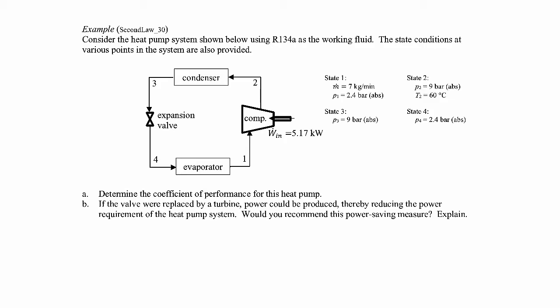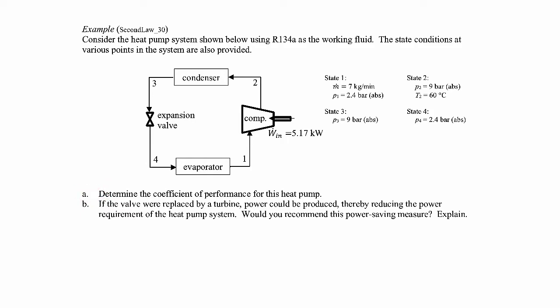And then the next question is, if the valve were replaced by a turbine, so if we replace this expansion valve with a turbine where we could produce some power, we could actually reduce the power requirements of the heat pump. We would make the heat pump coefficient of performance even better. And we want to know is, would we recommend this power saving measure? And we need to explain that. So basically, part B is replace the expansion valve with a turbine and then see what our coefficient of performance is for that particular situation and whether that is enough to make it worthwhile to make the recommendation of replacing the valve. All right, so let's start with part A first.